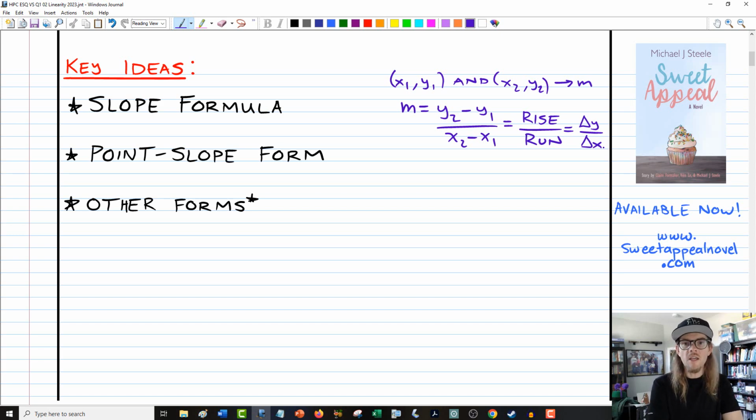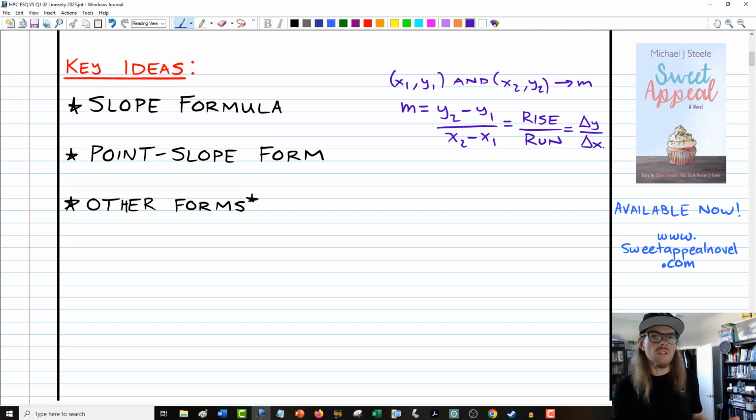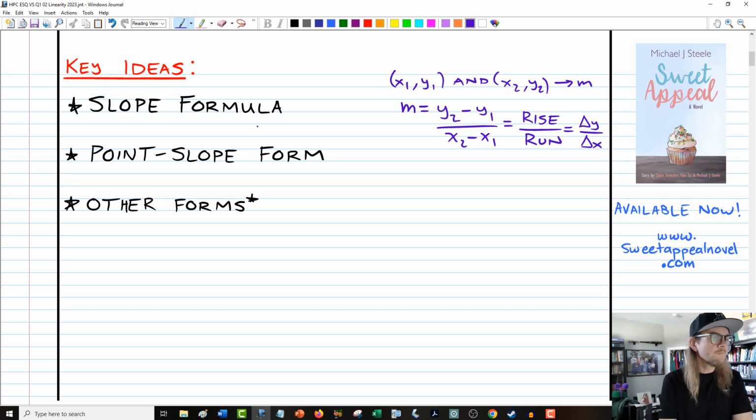We're trying to represent how far something is changing vertically, or the rate at which something is changing vertically with respect to how it's changing horizontally. Hence that formula. So we're going to use the slope formula in every single question for problem number 2, the linearity question on this ESQ. You'll see how it can be represented differently, but it always does begin with 2 parts, or 2 points.